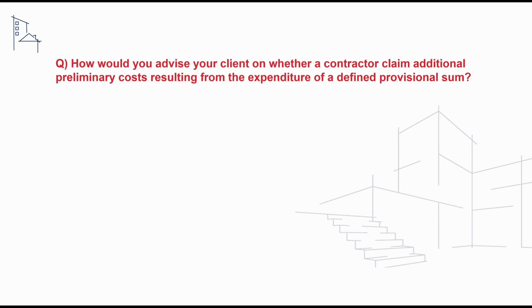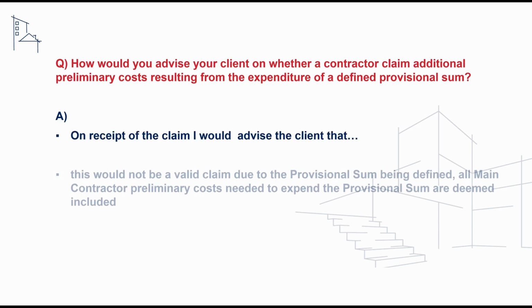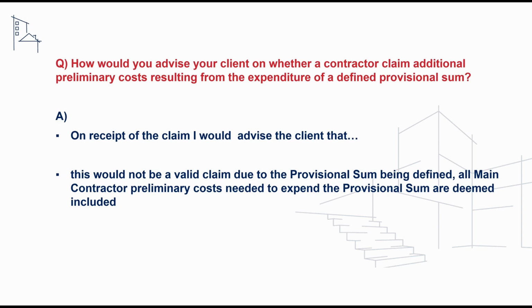The next question we'll take a look at is how would you advise your client on receipt of a claim from a contractor requesting additional prelim costs following the expenditure of a defined provisional sum. And in this scenario we would say that on receipt of the claim I would advise a client that this would not be a valid claim due to the provisional sum being defined, as all main contractor preliminary costs needed to expend the provisional sum are deemed included within the contract.